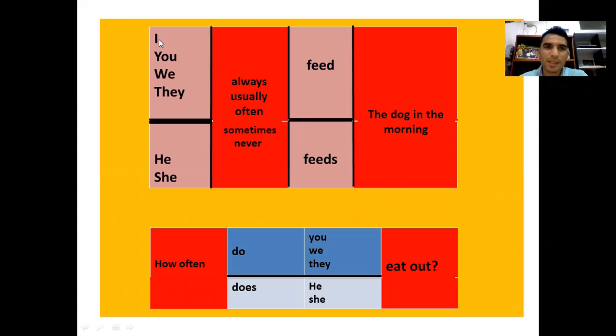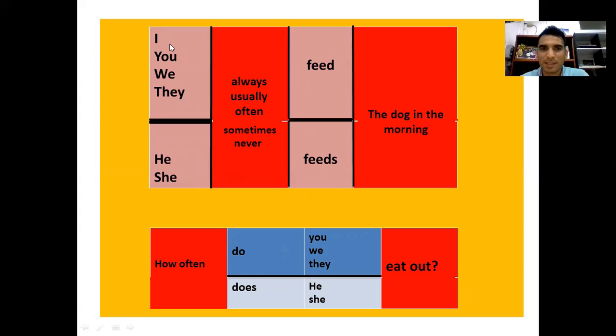For subject, for are you, we, they, and he, she, the same: always, usually, often, sometimes, and never. But for verb, pay attention please here. For verb, for are, you, we, they is normal verb. But for he and she and it is third person, you have to add s, third person.